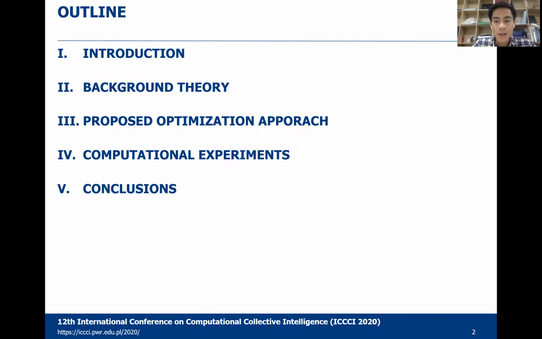This is the outline of my presentation. First of all, I would like to introduce the reason and the purpose of the research. In the second part, the background theory about the research is briefly presented. The proposed approach is introduced in the third part. The results of the proposed approach on two benchmark problems are presented in the fourth part. Finally, some conclusions are pointed out before terminating the presentation. So now, let's start.